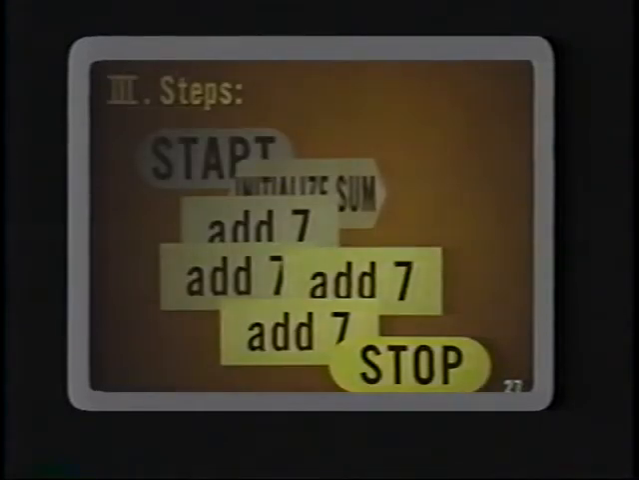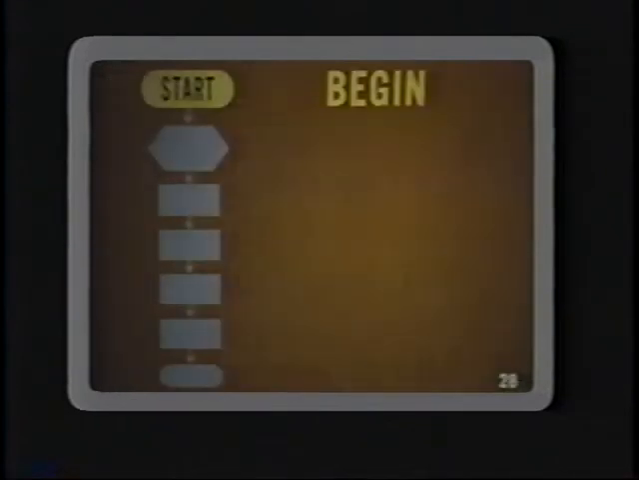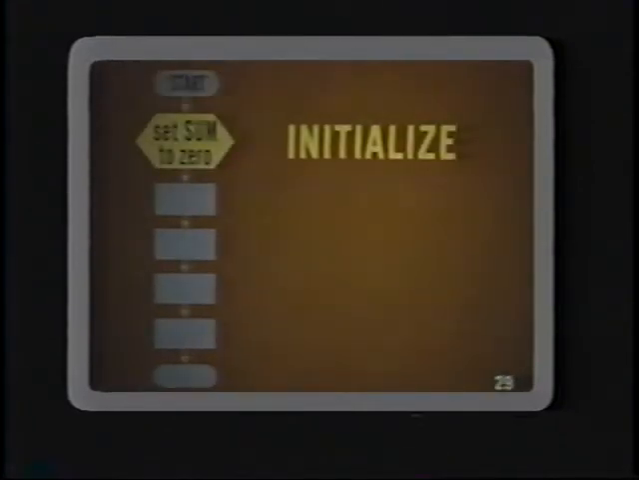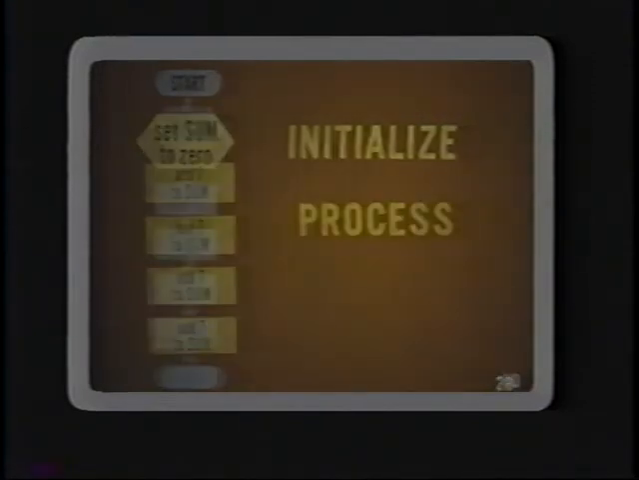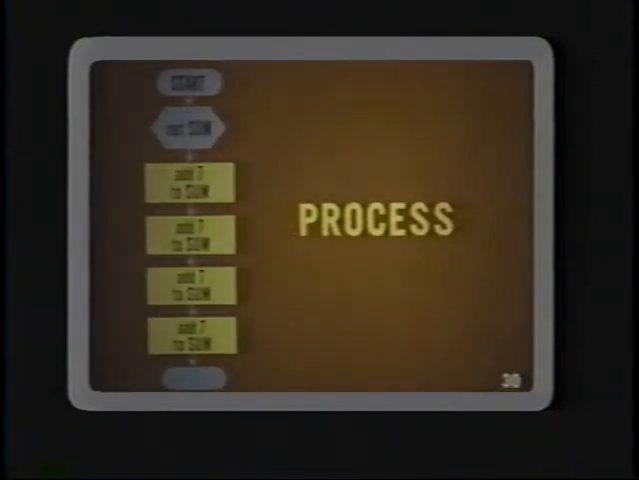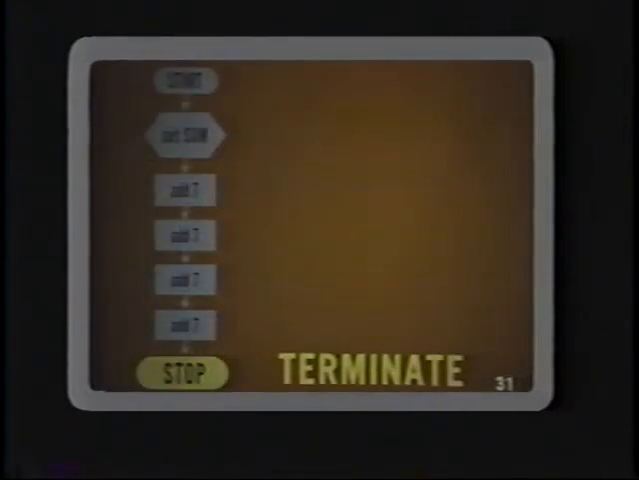In this case, the steps include start and stop the process, add 7 to sum 4 times, and initialize sum, so that when the process starts, location sum contains 0. When we order these steps sequentially, the first step is the terminal symbol start. Then, in the initialization phase, location sum is set to 0. The task includes 4 additions of 7 to location sum. And finally, the task is terminated.